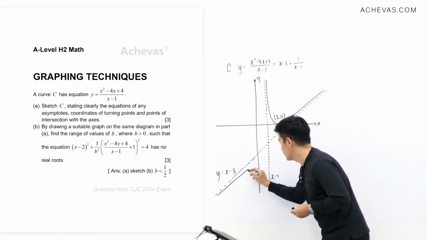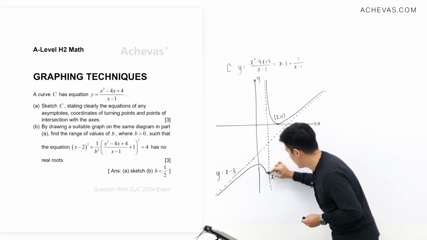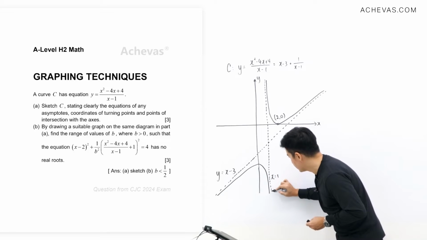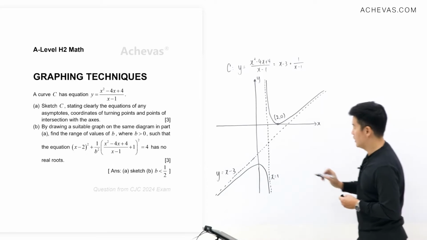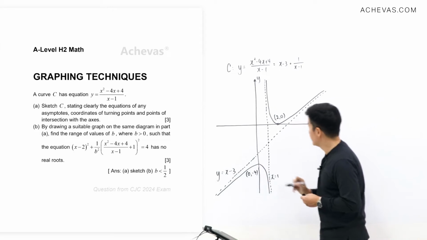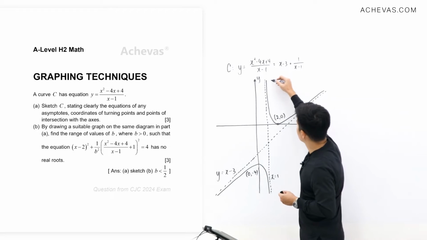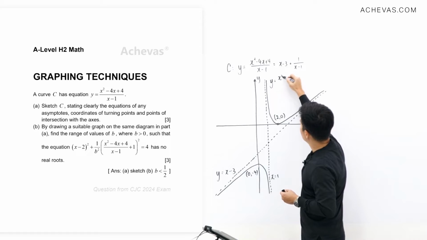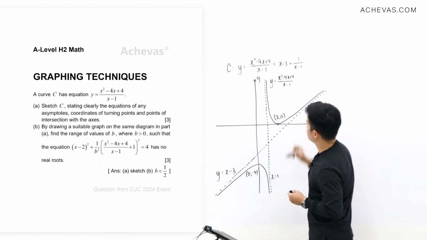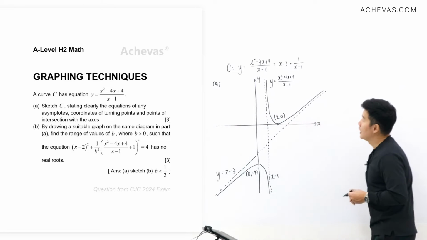Okay, so let me draw the graph. Again, the graph should look like it tends towards the asymptote. Maximum point is on the y-intercept and curving down. We have a point here. This point here is (0, minus 4). Let's also make sure that we label this graph. So for this graph, we are sketching the graph of y is equal to (x squared minus 4x plus 4) over (x minus 1). And this is for part A.